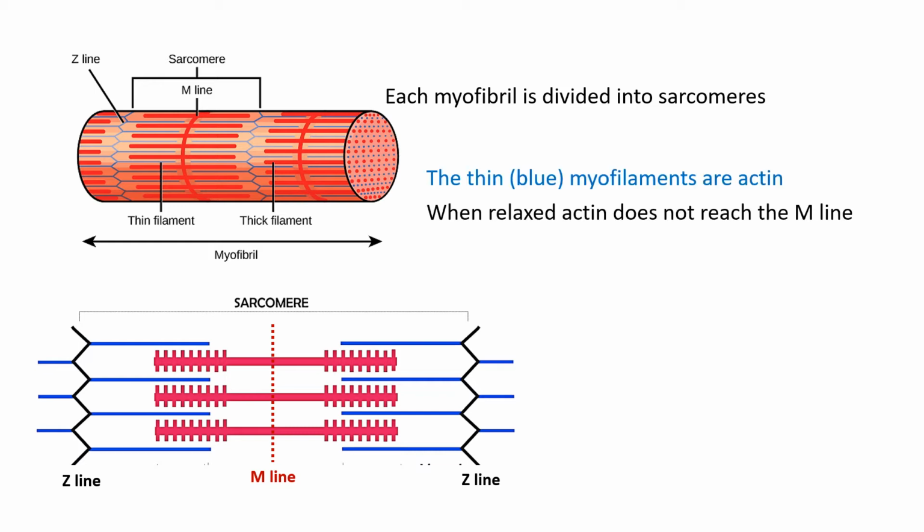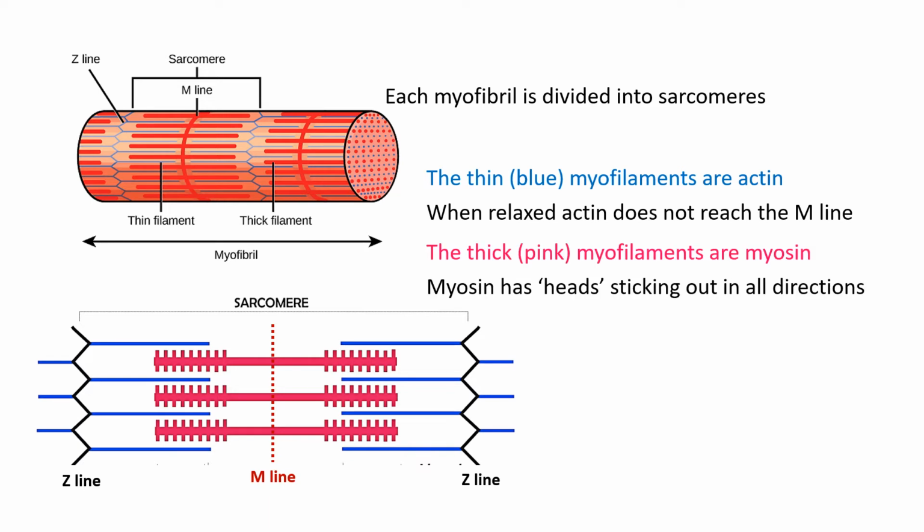So the thin blue myofilaments there are actin. And when relaxed, actin doesn't reach the M line. We have this gap in the middle. The thick pink myofilaments are myosin. Myosin, the little spikes that you see sticking out there, we'll look at those in a bit more detail. The little spikes are heads sticking out in all directions from the myosin filament.